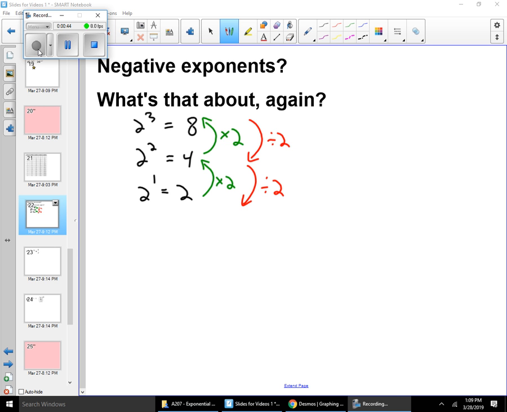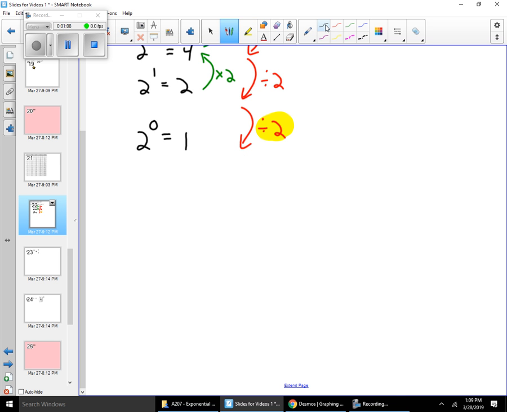So I could use this to build up this idea of 2 to the 0 power. Well, 2 divided by 2 is 1. 2 to the 0 power is 1. And in fact, anything to the 0 power is 1. Sometimes that's one that people struggle with. When you use this divide by 2 idea to get there, it makes a bit more sense because now it follows the pattern.